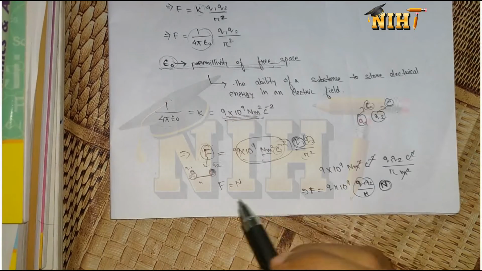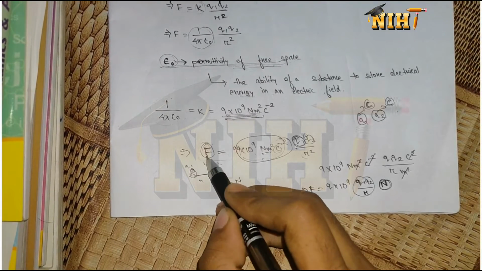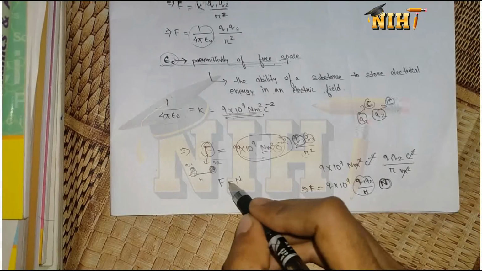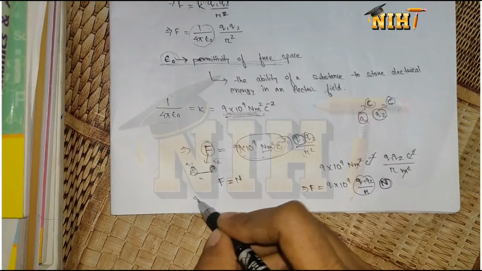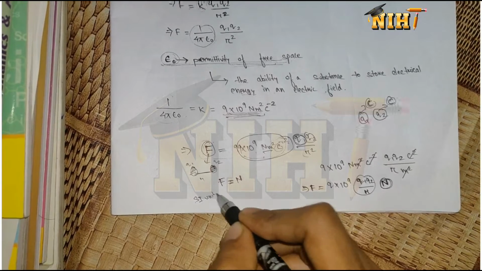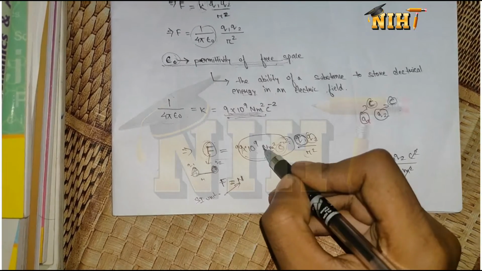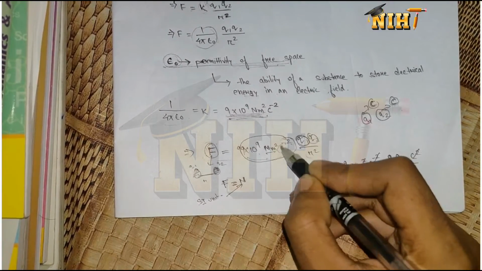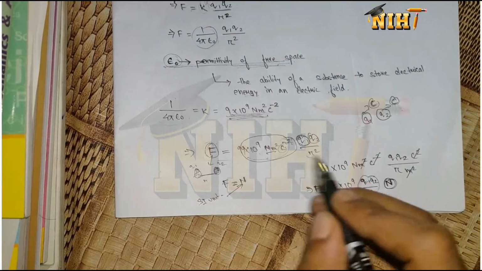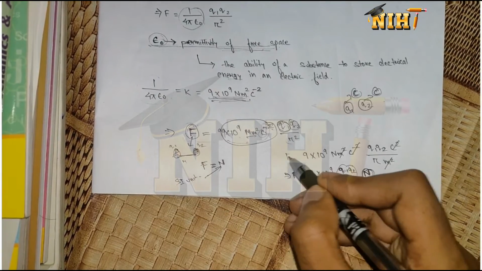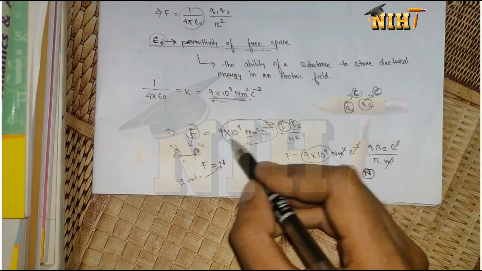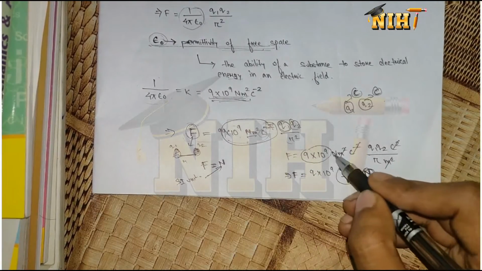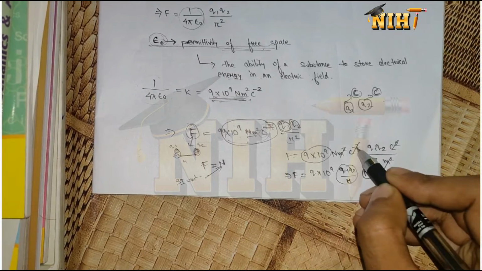Now you might be wondering, as we are calculating the force, its SI unit should be in newtons, right? We're calculating force and we know the SI unit of force is Newton, but here we are getting Newton meter square and C to the power minus 2. See, what's interesting here is this: the force equals 9 into 10 to the power 9, which is a constant, which has come from here, and Newton meter square C to the power minus 2.